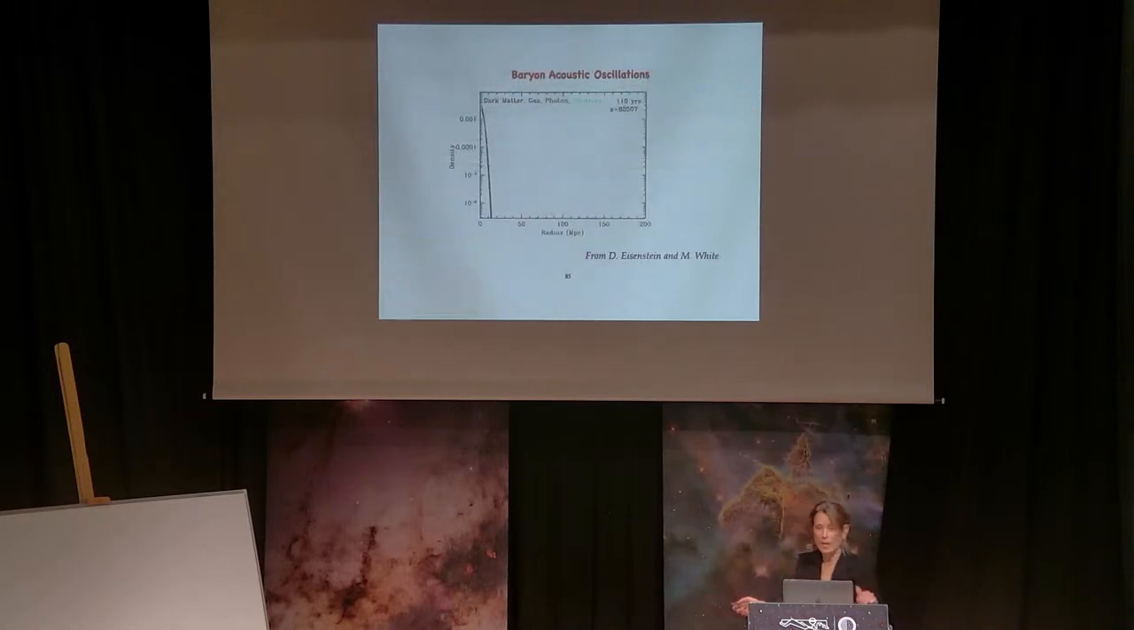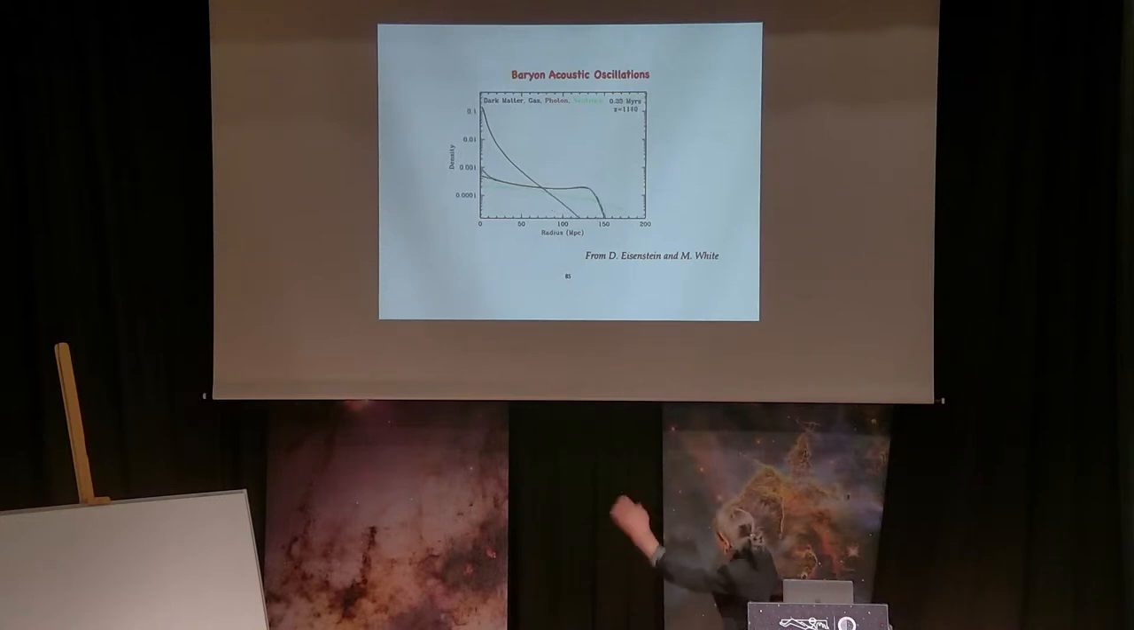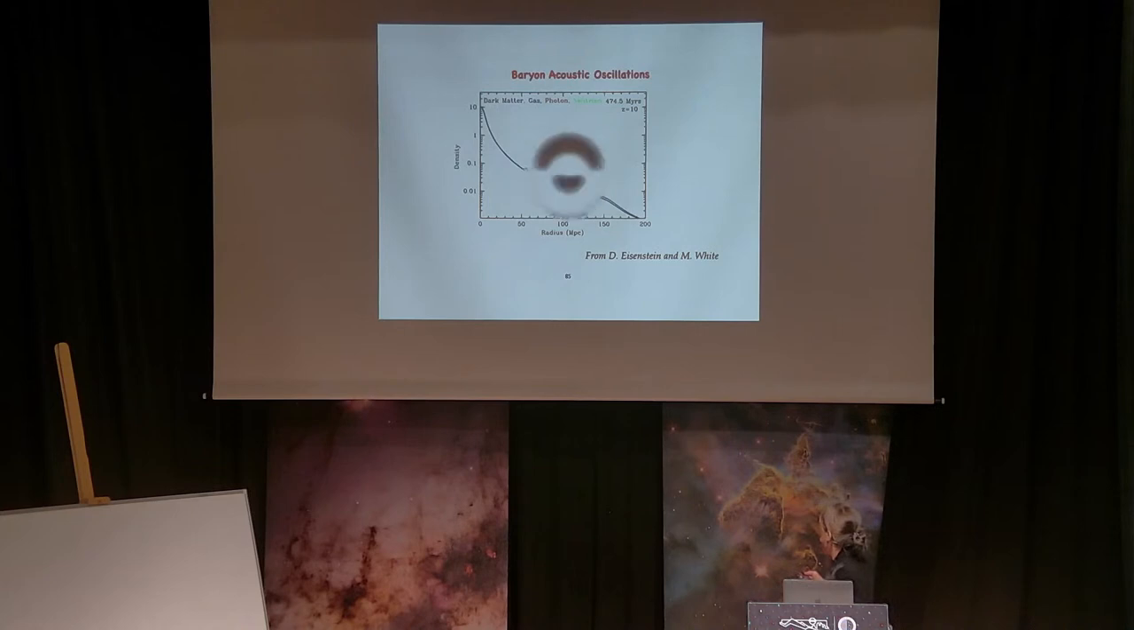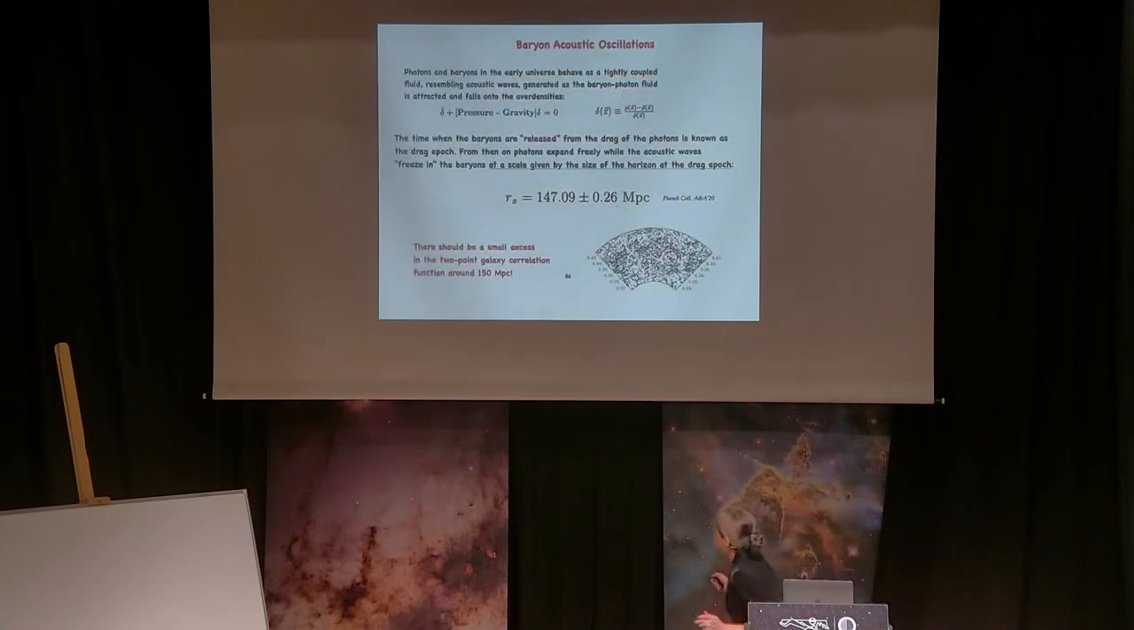Let me show you another movie, from Daniel Eisenstein and Martin White. You can see different perturbations. At the very beginning, all of them are together: dark matter, gas, photons, and neutrinos. Gas is baryons, obviously. As time goes on, dark matter remains in the overdensity, and then the baryons accumulate at a distance of roughly 150 megaparsecs. And this distance has been measured really accurately. So there should be a small excess in the two-point galaxy correlation function around 150 megaparsecs. Given a galaxy, there should be some sort of excess at this distance.